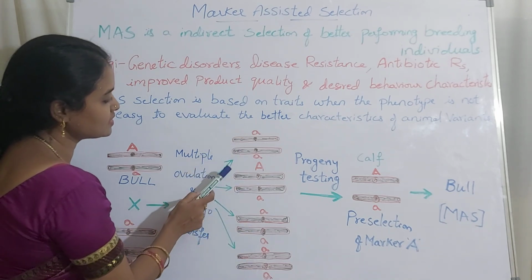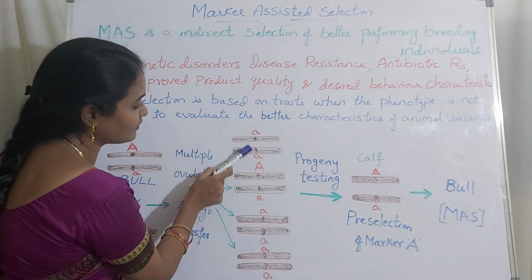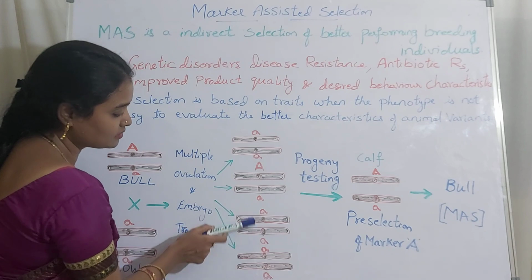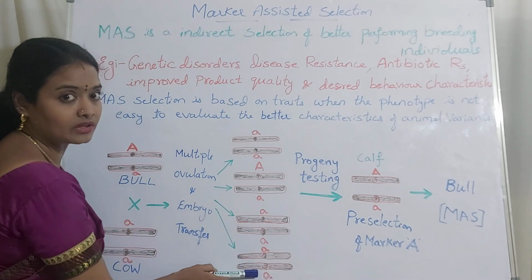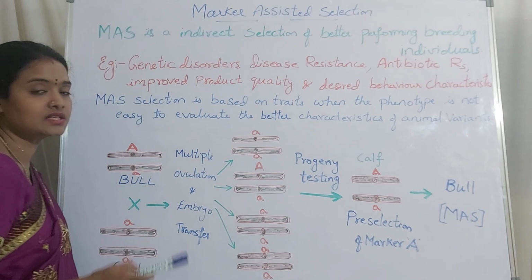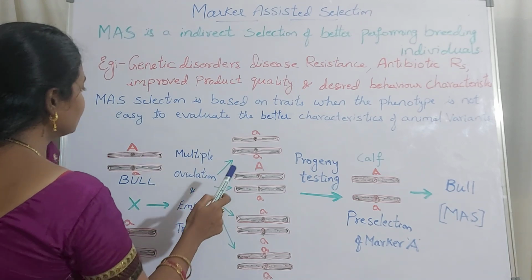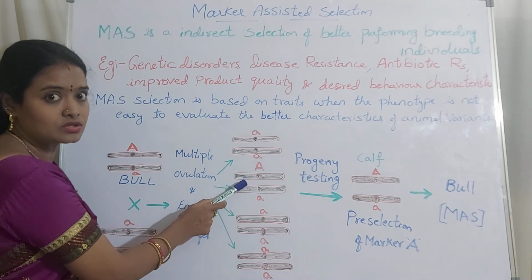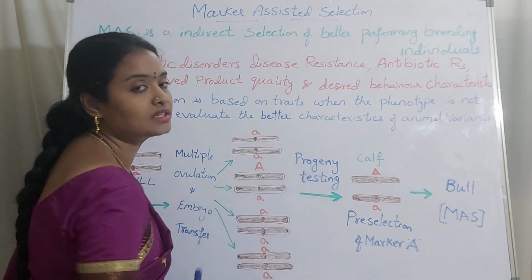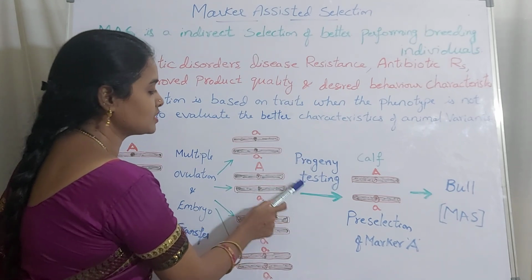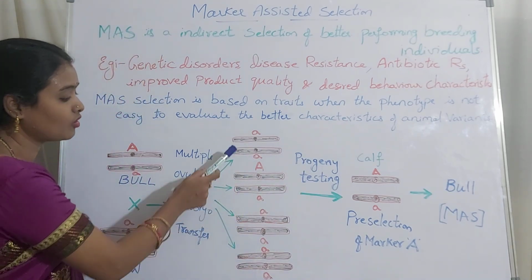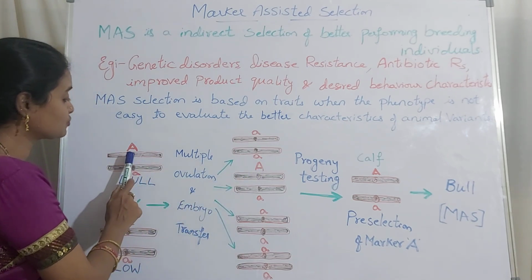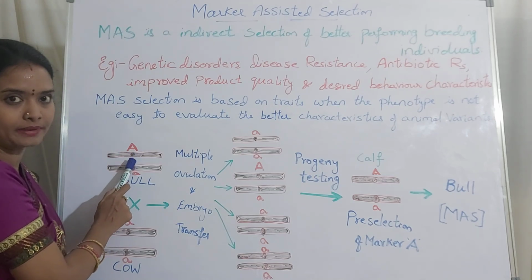Here you can see the first calf does not have that marker gene, but the second has the capital A, and the third and fourth do not. But phenotypically all calves seem to be healthy. So you want to differentiate and select. What do you do? You go for progeny testing. In progeny testing, you select the progeny or calves with the gene marker A, which was present in the male parent, the bull.